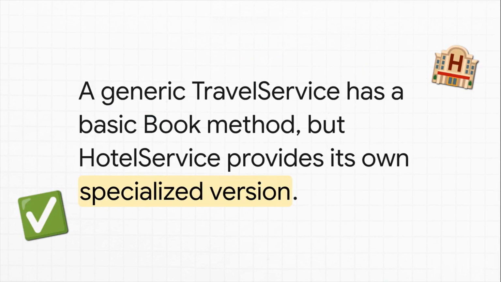Now for overriding. Here we have a general travel service with a book method. That virtual keyword is like a permission slip from the parent. It's saying, hey kids, you can create your own version of this if you want to. Then, the child hotel service uses the override keyword to say, thanks, I'm going to provide my own special way of booking. So it's one name, book, but a totally different specialized action.